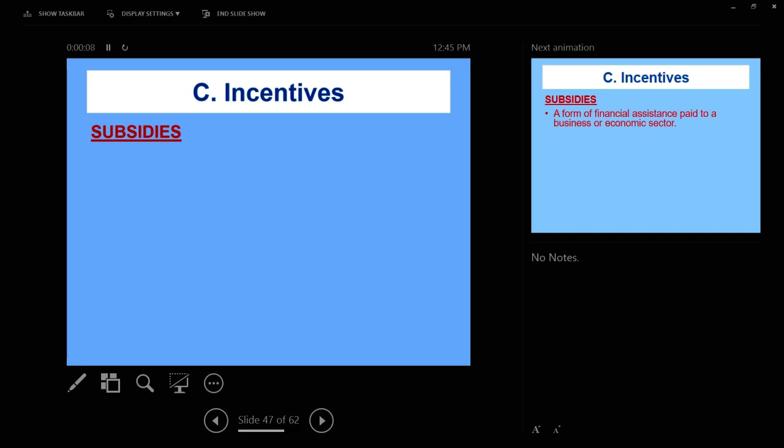Right, gang, this is part 3 of our Introduction to Environmental Economics. So we've talked about tools in the economist's toolkit that they use.